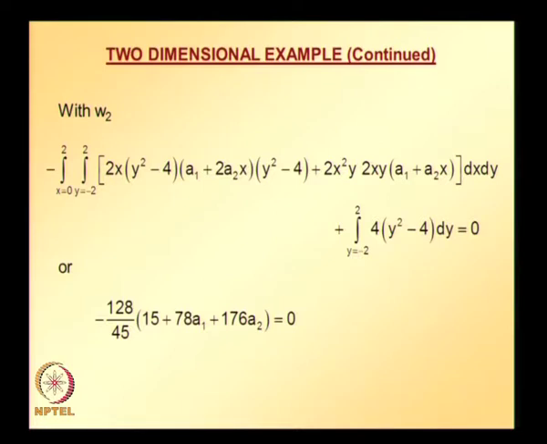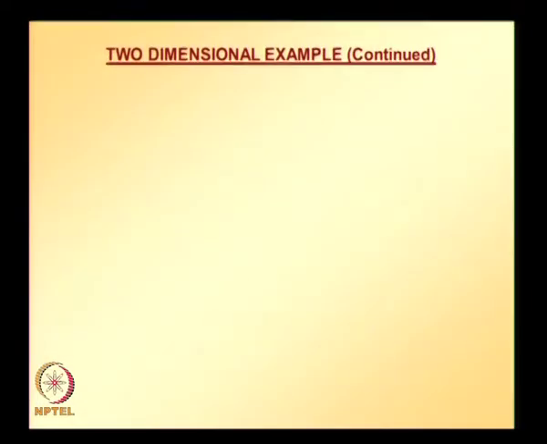So, we got two equations and two unknowns. The two equations that we obtained are in terms of a1 and a2. These two equations can be solved for A1 and A2, and when we substitute this A1 and A2 back into the admissible trial solution, that is x times y square minus 4 times A1 plus A2 x, into that equation, we get the approximate solution.